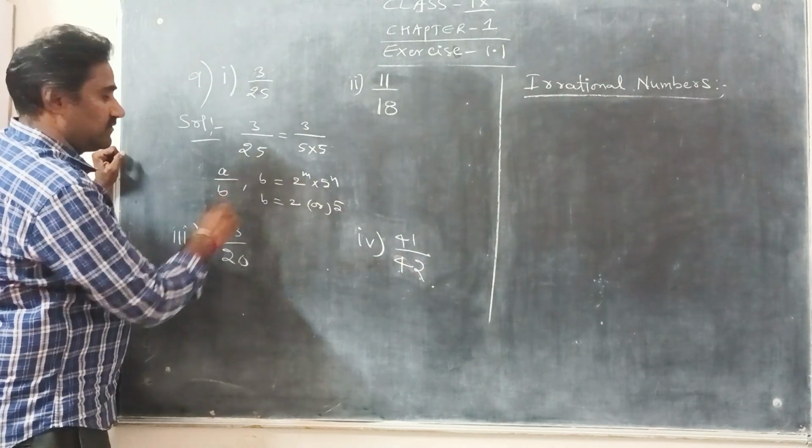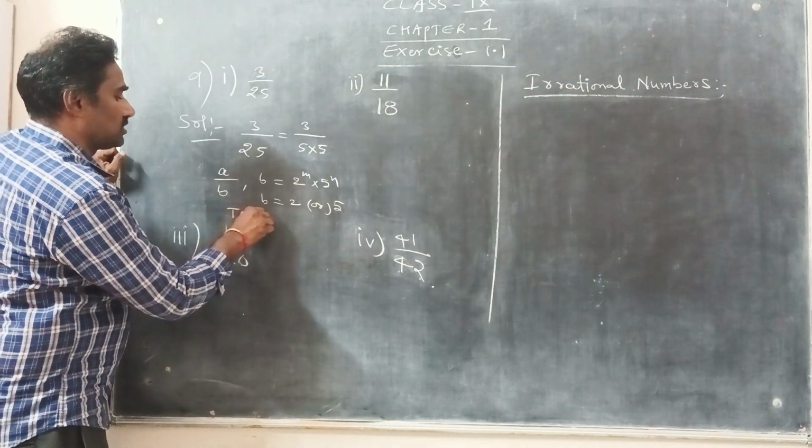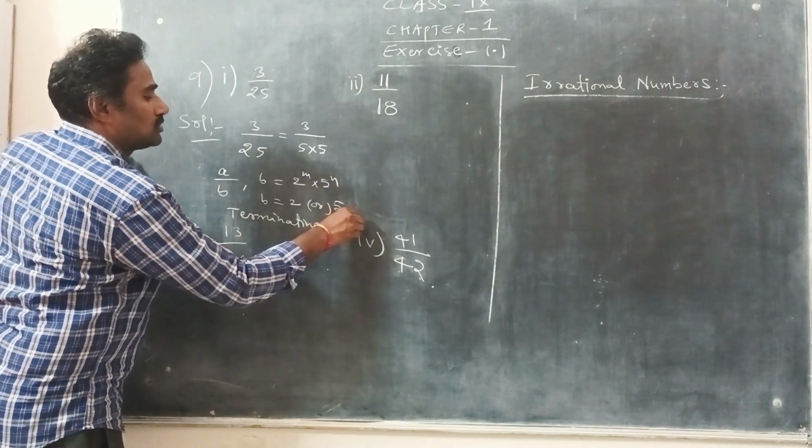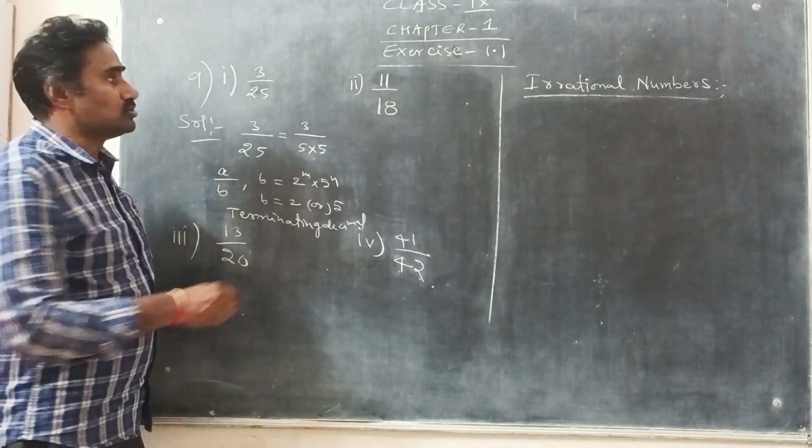So here we observe only 5 in the denominator. So this is a terminating decimal. This decimal form will be a terminating decimal. If you do division also, after some steps you will get 0 remainder.